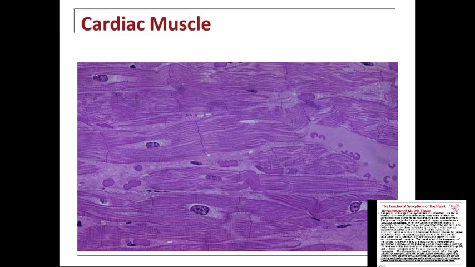But both atria contract at the same time and both ventricles. Atrium, ventricle, and that's going to open and close the valves in a particular pattern, where it's the AV valves and then the semilunars, the AVs and the semilunars, AVs and semilunars. You get this lubb-dupp, lubb-dupp sound.